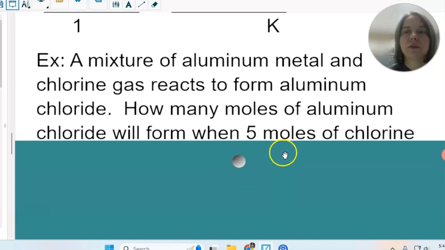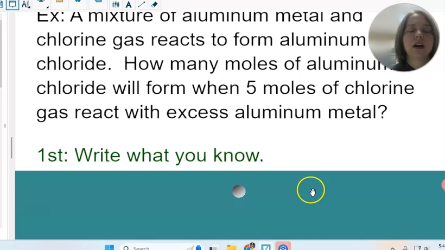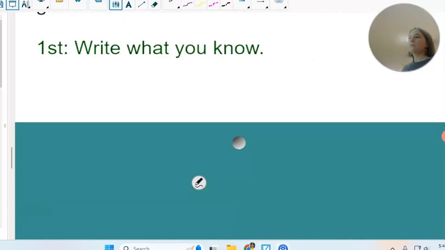A mixture of aluminum metal and chlorine gas reacts to form aluminum chloride. How many moles of aluminum chloride will form when 5 moles of chlorine gas react with excess aluminum metal? So please write that problem down. Okay, first thing we need to do is write what we know. So let's do that. Okay, welcome back.